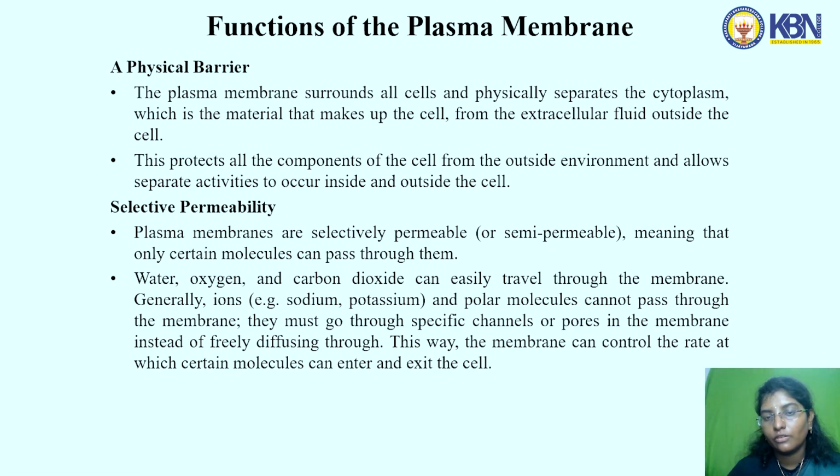Next, functions of plasma membrane. The first function is as a physical barrier. It controls the exit and entry of the other particles. That's why it acts as a physical barrier of the cell. The second is selective permeability, which means only some components like water, oxygen, carbon dioxide can easily travel through the plasma membrane, but polar contents like sodium and potassium ions cannot pass through the plasma membrane. These can pass only through a proper channel called a protein channel.